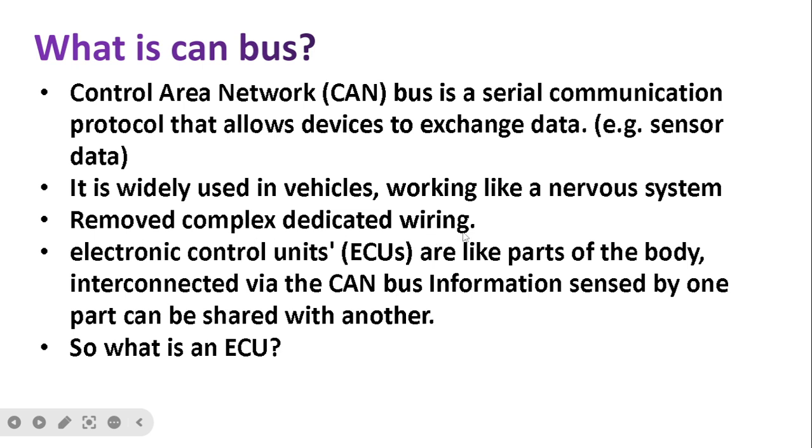Now it is widely used in vehicles, working like a nervous system, okay. It removes complex dedicated wiring. In old times, mostly complex wiring was used. By using CAN bus, why or how these wires are reduced, we'll see in the next slide on the construction of the CAN bus. So definitely we'll understand why I am telling you that. Electronic control units, ECUs, are like parts of the body, interconnected via CAN bus. Information sensed by one part can be shared with another, okay. Here is the main ECU control unit, and that is connected to the other sub ECUs of the car, right? Now one question will arise, what is an ECU, okay.